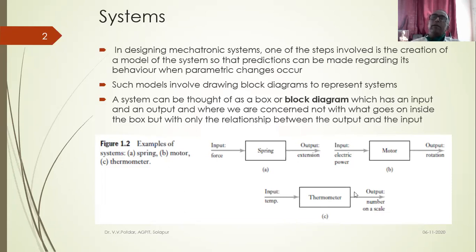We have a thermometer as a measurement system. Input is the temperature. Suppose it's a liquid in glass type of thermometer, with mercury in a glass bulb. The mercury is subjected to temperature. Because of that, it expands and rises in the capillary above the bulb. If that capillary is properly calibrated in degree Celsius or degree Fahrenheit, it will tell me the exact temperature value. So input is the temperature and output is the number shown on the scale. This is a representation of a system.